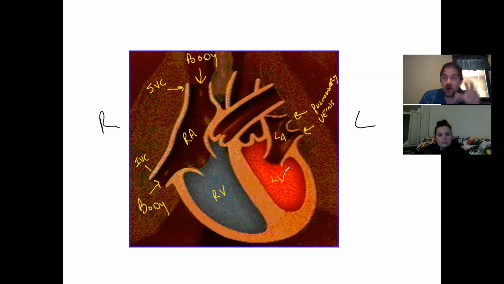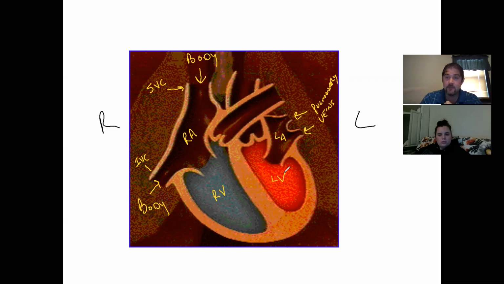Blood always goes into the heart through the atria. Okay, the word atrium means entranceway. So when you're reading a question on either test next week, if you're reading a question and it says blood enters the heart, you know it's going to be one of the atria.